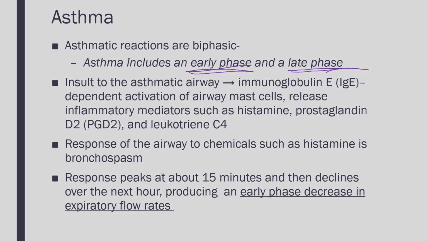Here, let me circle it. IgE, right? And when we're looking at this, the insult to the asthmatic airway is usually that immunoglobulin E, and its activation of those airway mast cells. I'm circling important words here that release inflammatory mediators such as histamine, prostaglandins, PGD2, leukotrienes, those things. When those are released, then you're going to have a response to the airway chemicals such as histamine, which will then cause bronchospasm, right?